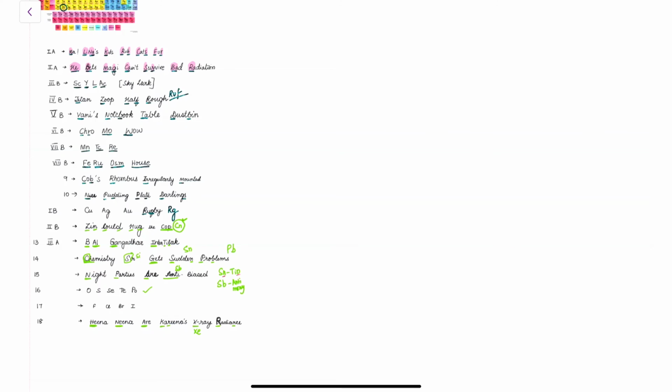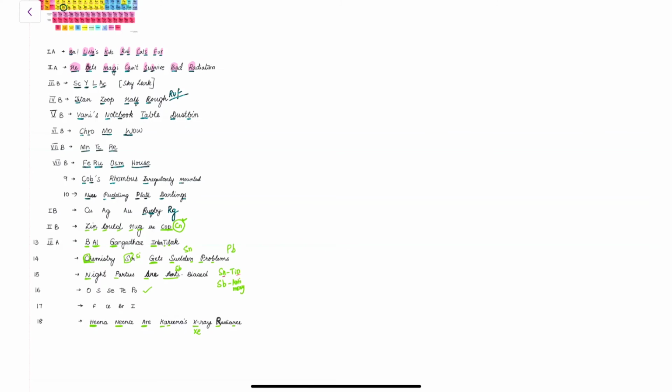Okay, in 8th we have 3 groups. So we have Firu's awesome house. Okay, Firu is a person. Okay, and for 9th group of elements we have Cobb's rhombus is irregularly mounted. For 10th, nice pudding plate darlings. And for 1B, coinage metals, copper, silver, gold, and rugby. Okay, and then for 2B, Zin could hug the cop. Okay, cop is for copernicium, Cn.